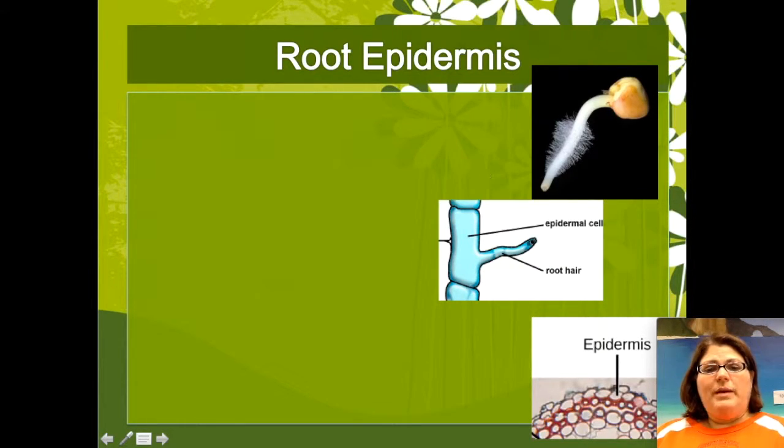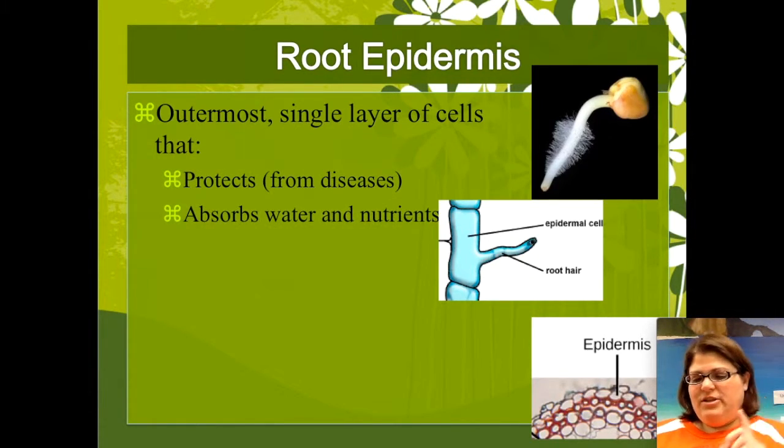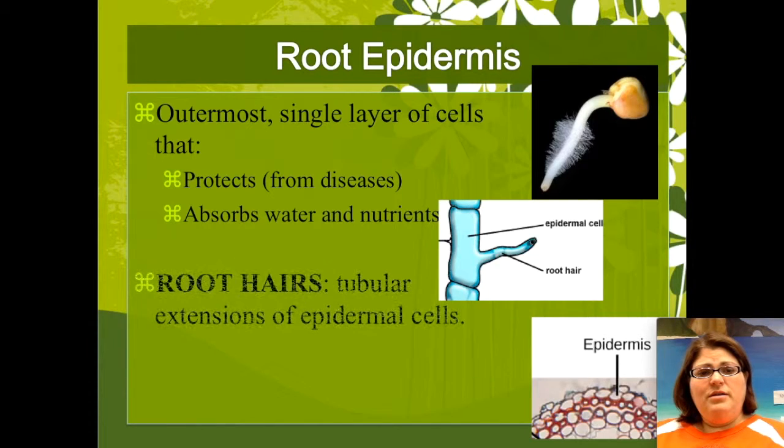So let's talk about the root epidermis first. The epidermis is the outermost layer. Our epidermis is our skin. It's also our outermost layer. It's a single layer of cells, and its job is multiple. It protects the plant from diseases. It absorbs water and nutrients in the root. And to aid it, it has root hairs.